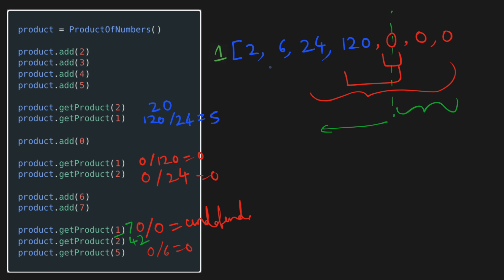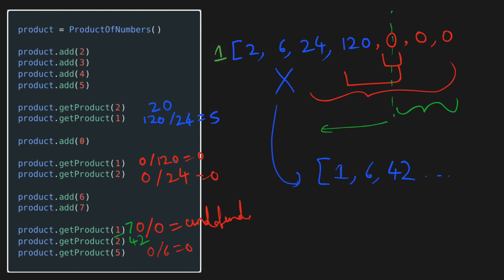So as soon as we see 0, we should reset this list to its initial state with element 1 in it, and then we see element 6. So we add it as a prefix product. So 1 into 6 will be 6. Then we see element 7. 6 into 7 will be 42. And now if we do getProduct(1), that will give us 42 by 6, that is 7. Or if we do getProduct(2), then we will get 42 by 1, that is 42.